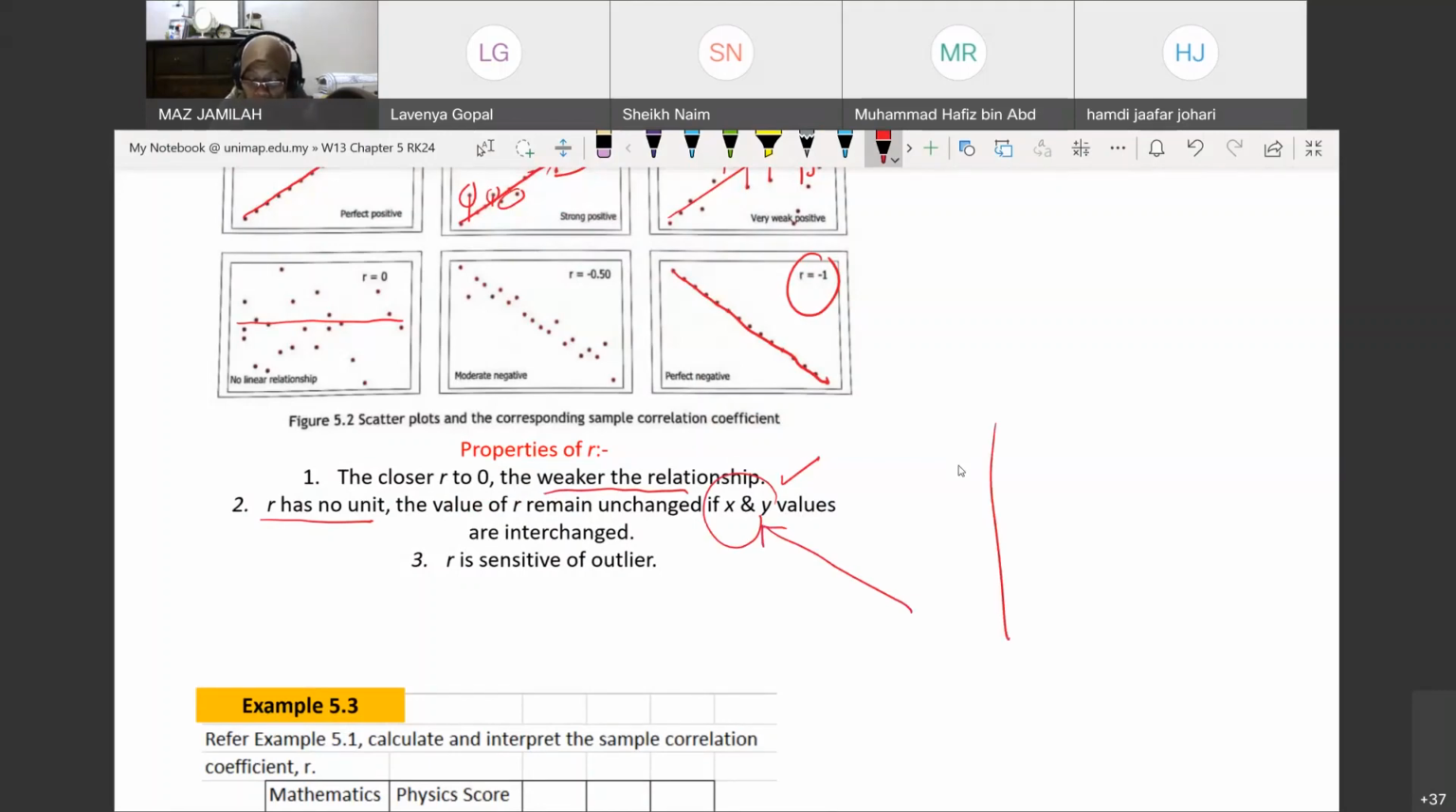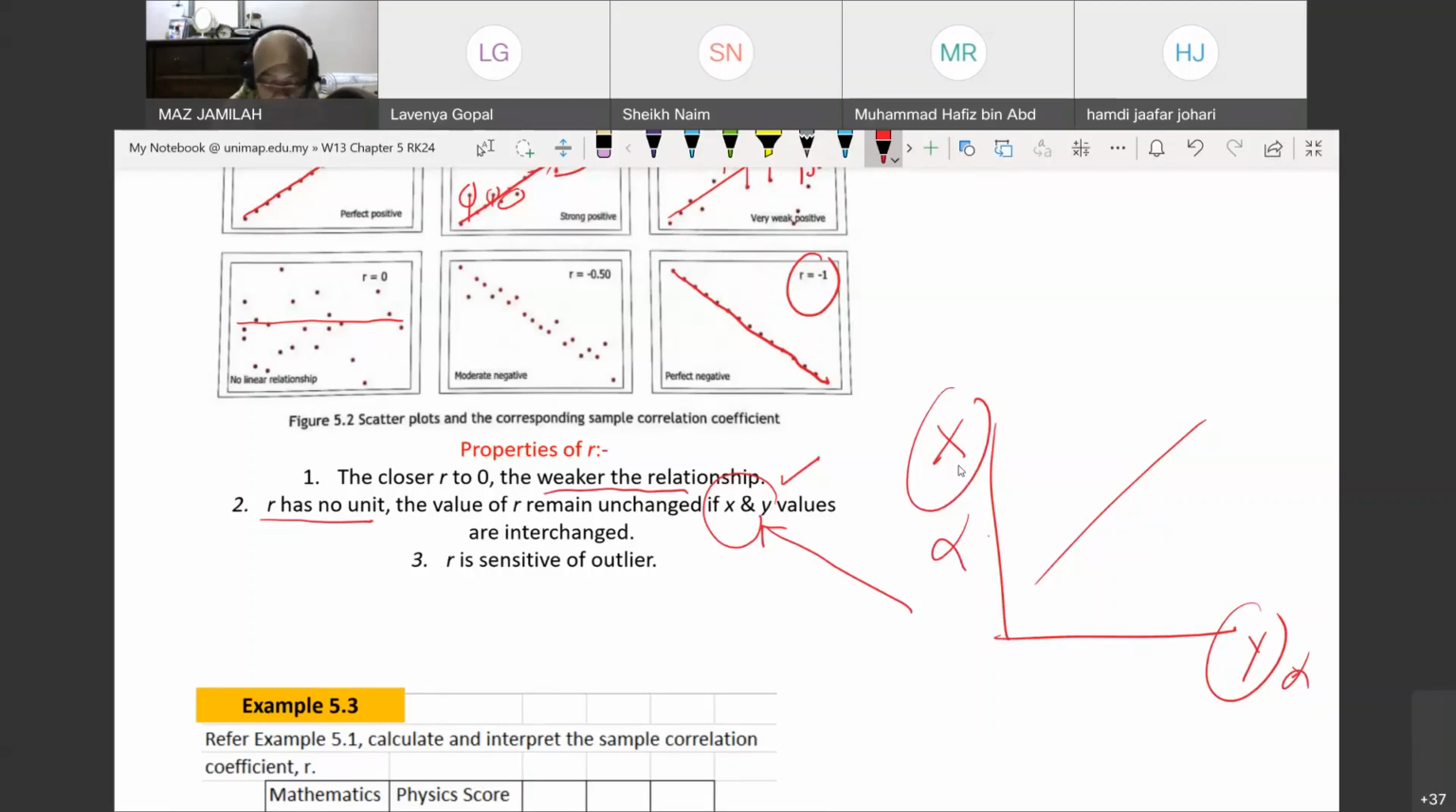Because if you plot your Y here and your X here, you are talking about this relationship, for example. It will be dangerous for you if you choose wrongly what will be your Y and what will be your X. So please do not interchange. If you do interchange, your R remains unchanged. So that would be the dangerous part. And the third one, R is sensitive to outliers. What is an outlier? An outlier is what we call deviant data.